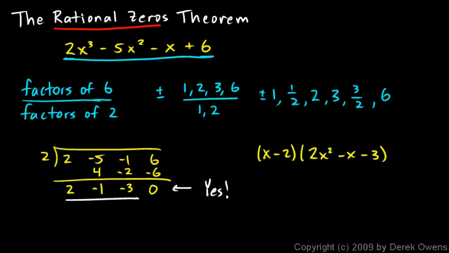Now, we could go on and factor this. That's a quadratic. We can always factor a quadratic. The point here, though, is that we have found a factor. Using this list of numbers and synthetic division, we found a factor of the polynomial. And we found that factor by using the rational zeros theorem, which says that if there are any zeros of this polynomial that are rational numbers, they will be in this list, and that list is found by taking factors of the constant term, dividing by factors of the lead coefficient.